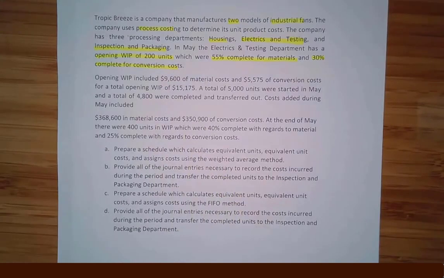So we know we're dealing with the electronics and testing department, and we're only going to deal with that department. We're not going to look at transfer in or transfer out. We're not doing that. We're focusing on this one department.